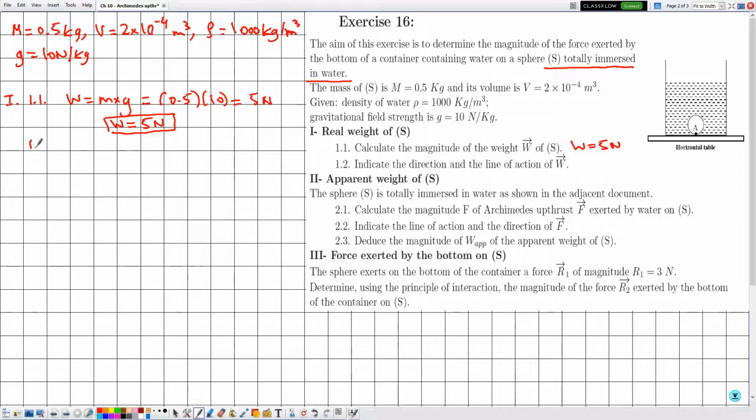Now in 1.2, indicate the direction and the line of action of W. So we always know that the weight acts vertically downwards. So the line of action is vertical and the direction is downward.